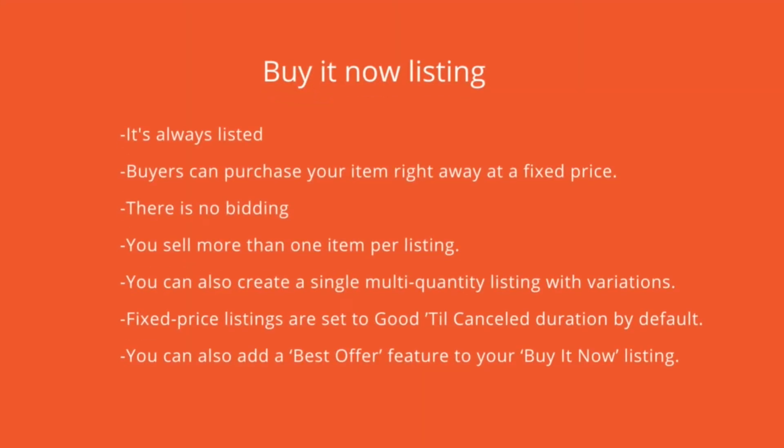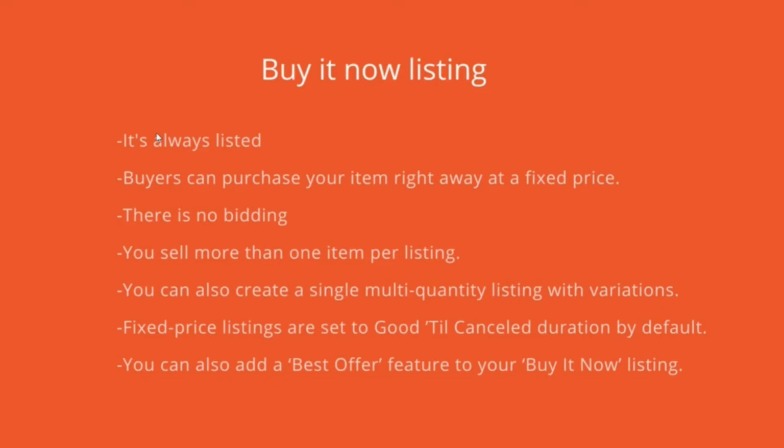So let's look at the buy it now listing. Buy it now listings are the most basic type of listings you can create. With a fixed price buy it now listing, a buyer knows the exact price they need to pay for your item and can complete their purchase immediately. There is no bidding on fixed price listings. You can sell more than one item per listing. And you can also create a single multi-quantity listing with variations. For example, you are selling t-shirts with different sizes that are different colors as the variation.